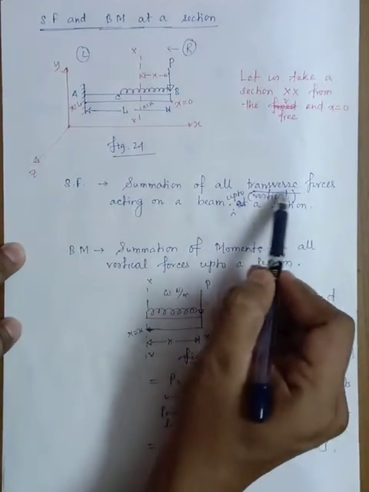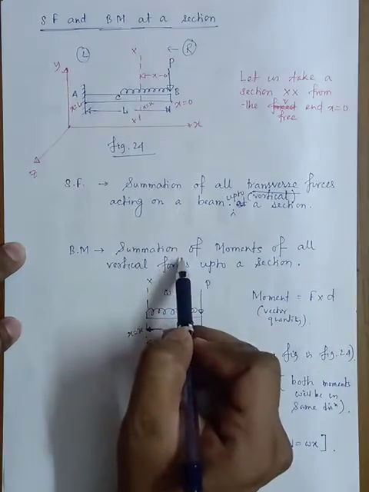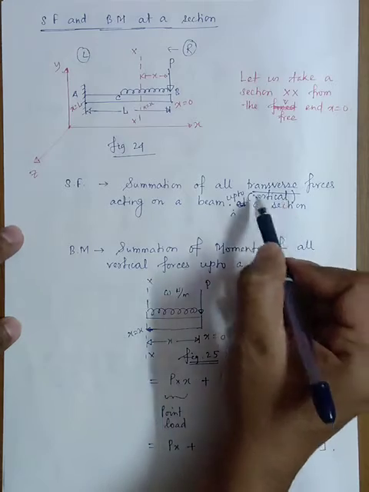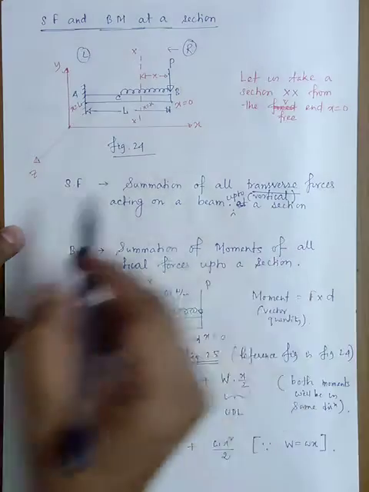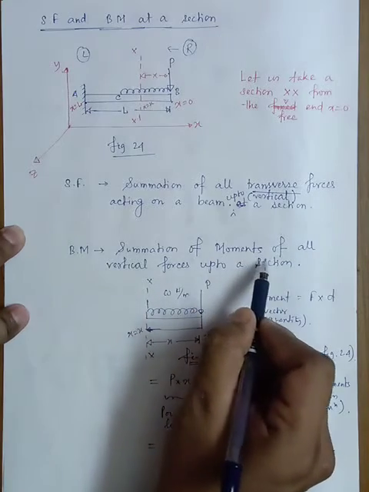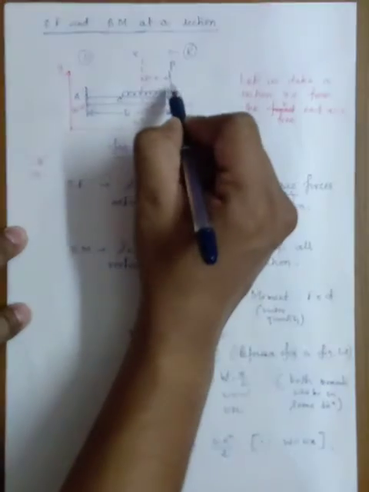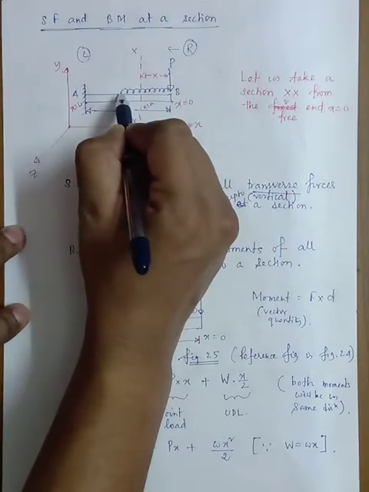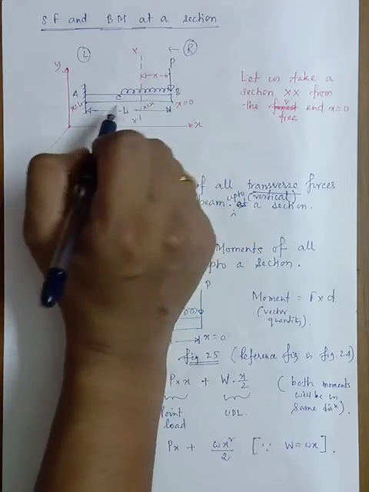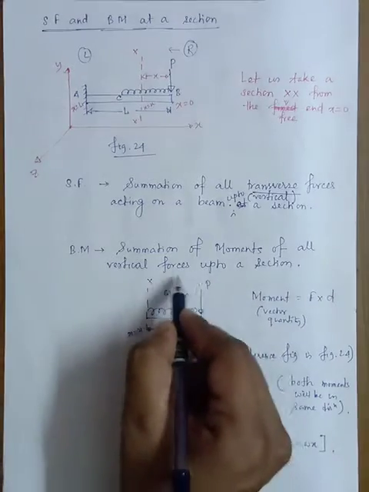So, the summation of all the transverse forces acting on a beam up to a section. These are the basic definitions, and you need to remember this line word for word. Then what is bending moment? How is it calculated? It is the summation of moments of all the vertical forces up to a section. Vertical forces: you can see there is a point load, and this is the UDL, the uniformly distributed load.